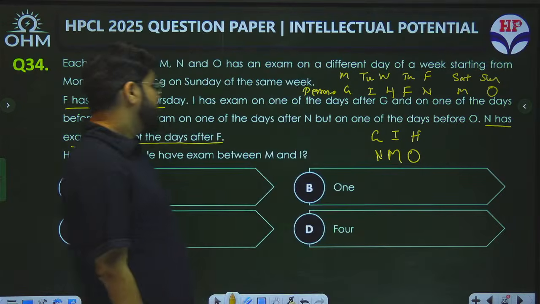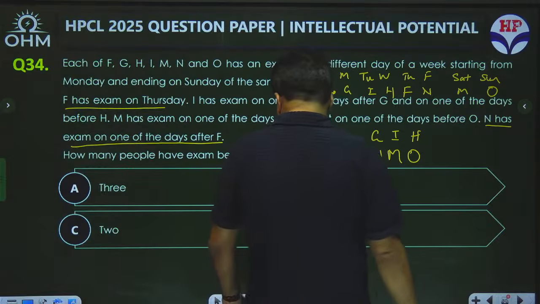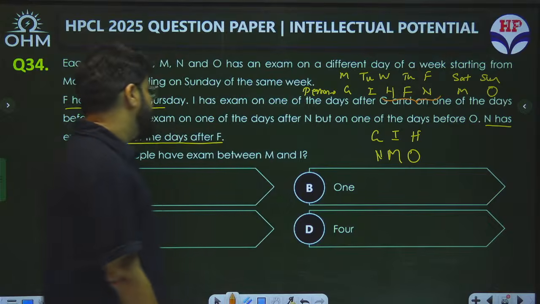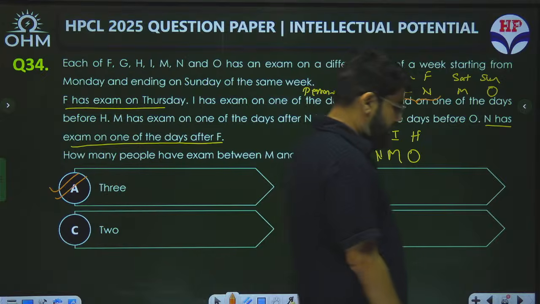Everything is completed. Okay. How many people have the exam between M and I? Between M and I. How many people have the exam between M and I? Okay, it is 3 people having the exam between M and I.